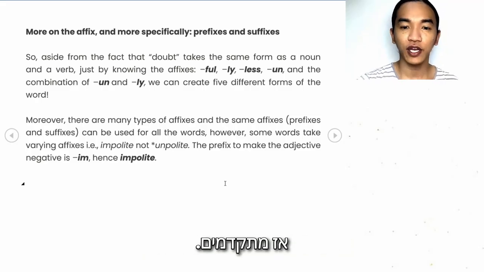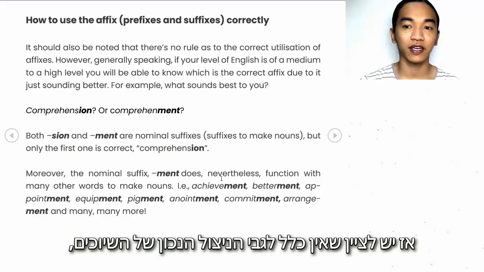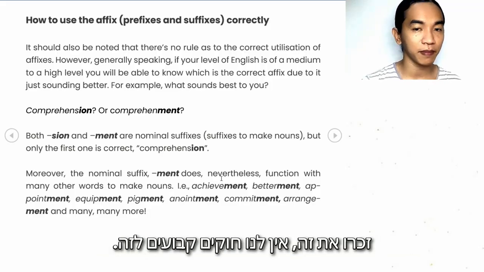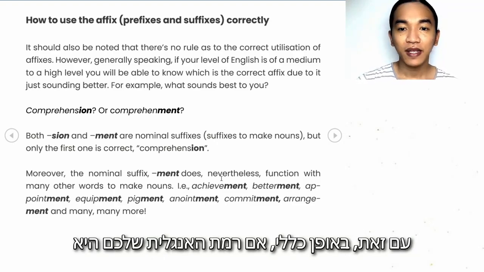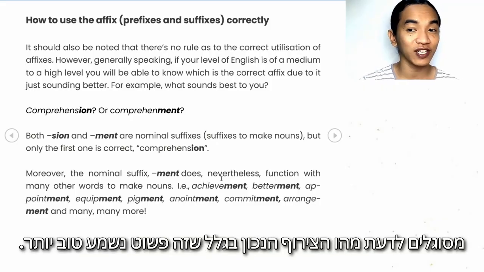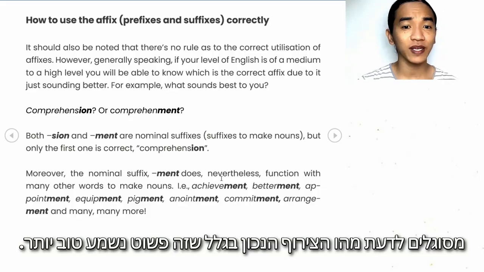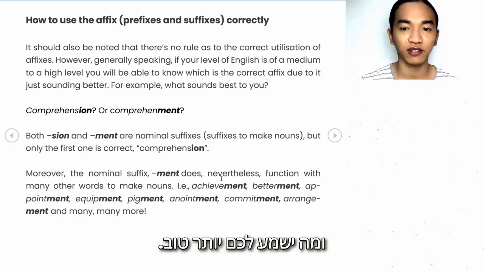All right. So moving forward, it should be noted that there's no rule as to the correct utilization of affixes. Okay, remember this one. We don't have set rules for that. Okay, however, generally speaking, if your level of English is of a medium to a high level, you will be able to know which is the correct affix due to it just sounding better. Okay, so it's more of what we prefer and what would sound better for you.